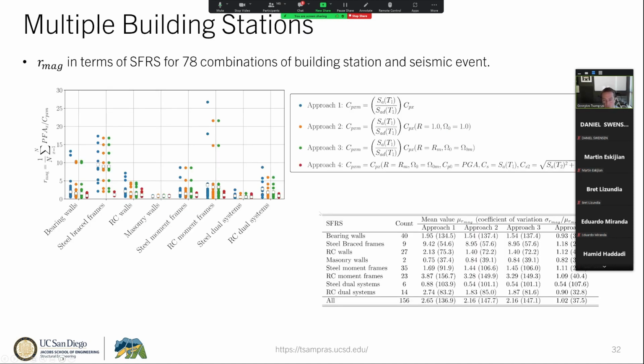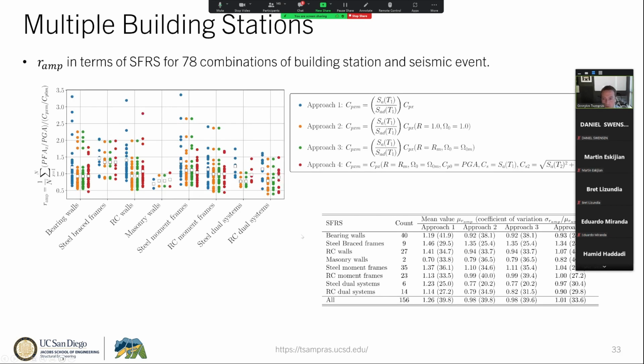And if we do this work for 78 combinations of building stations and seismic events and use these 4 approaches to compute our modified acceleration coefficients to reflect that intensity level from our retrieved data, and focusing on the magnitude now, how well can these 4 approaches capture the magnitude of peak floor accelerations, we can see that approach 4, which is closer to a more rigorous approach, has the ability to give us good estimates of the magnitude of the peak floor accelerations that we expect at a given intensity level of ground motion.